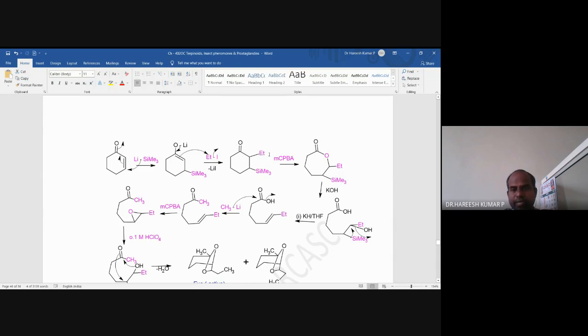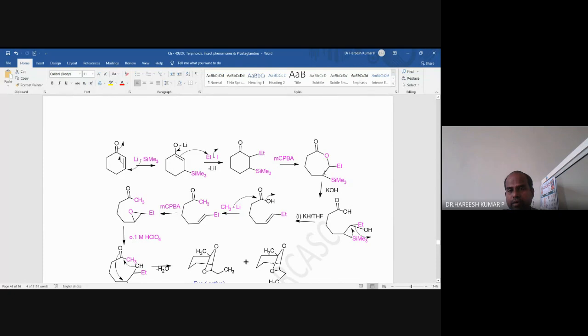When this product is treated with MCPBA, I think you are aware of the Baeyer-Villiger oxidation. What is Baeyer-Villiger oxidation? It is insertion of oxygen. You know that this is a 6-membered ring, so this 6-membered ring is converted into a 7-membered ring. A ketone is converted into a lactone. So this is the lactone. What is a lactone? A lactone is a cyclic ester compound, and this will be the reagent responsible for the conversion of ketone into lactone, and this particular reaction is called Baeyer-Villiger oxidation.